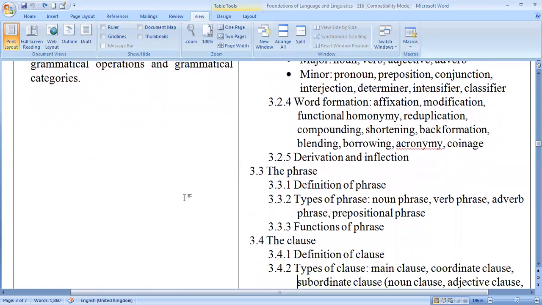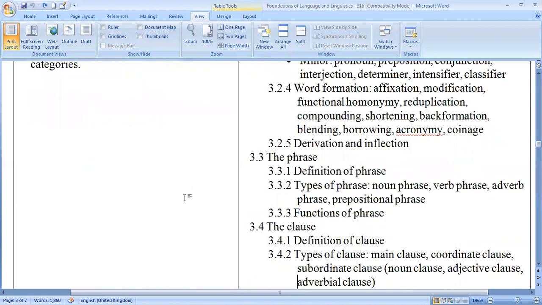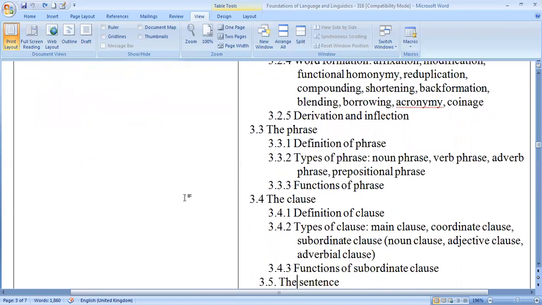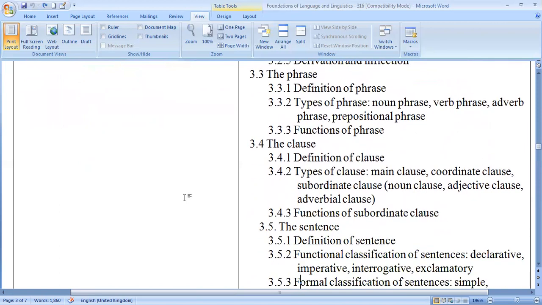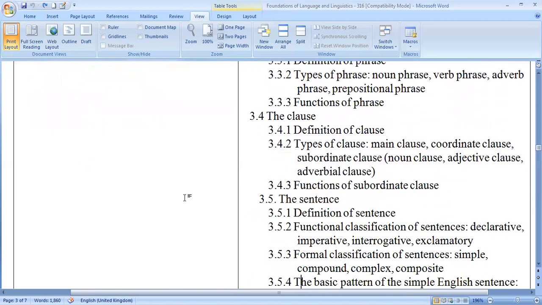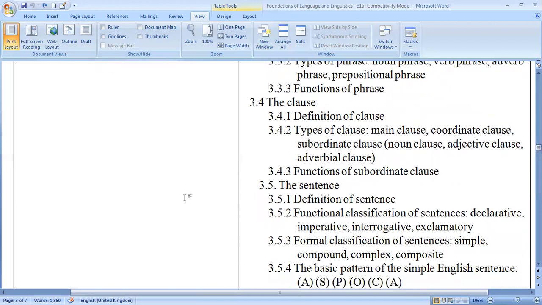And then clause, definition of clauses there, types of clause: main clause, coordinate clause, subordinate clause, noun clause, adjective clause, adverbial clause. Students have to learn this. Then functions of subordinate clause, the sentence there, definition of sentence, functional classification of sentences: declarative, imperative, interrogative, exclamatory. Formal classification of sentences, that is simple, compound, complex, and composite. That is the classification of sentences formally. And the basic pattern of the simple English sentence, that is ASPOCA, ASPOCA. It is written there.